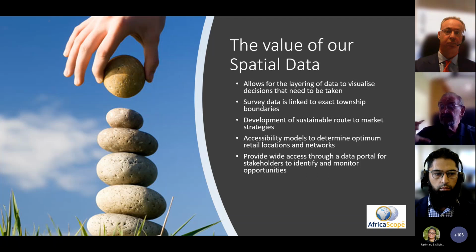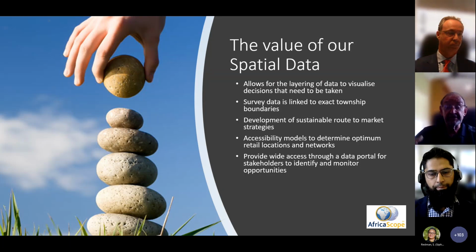Nobody else is doing this, so that when we're presenting data on a particular township, it is only that particular township we're talking about. It's not a KZN projected down. It's actual numbers, and we use this significantly with a number of our clients to develop sustainable route to market strategies, because we give them an understanding of the extent to which there is demand, and on the supply side, what the competitive set looks like.